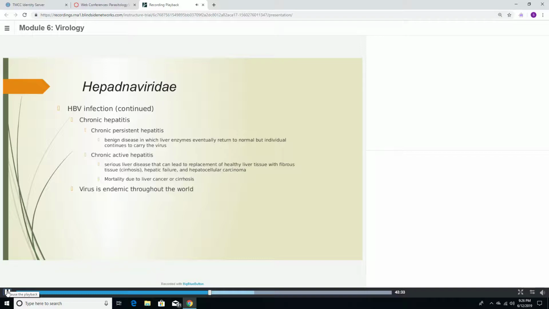So chronic hepatitis is a benign disease in which the liver enzymes eventually return to normal, but an individual is going to continue to carry the virus. Chronic active hepatitis is a serious liver disease that can lead to replacement of healthy liver tissue with fibrotic tissue, also known as cirrhosis, and could lead to hepatic failure and hepatocellular carcinoma. So this could eventually lead to liver cancer and then eventually death because of the liver cancer and cirrhosis. This virus is endemic throughout the world.